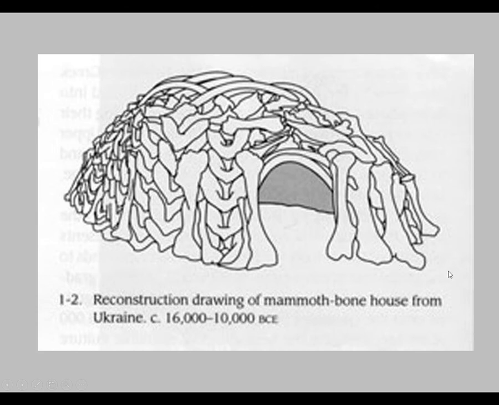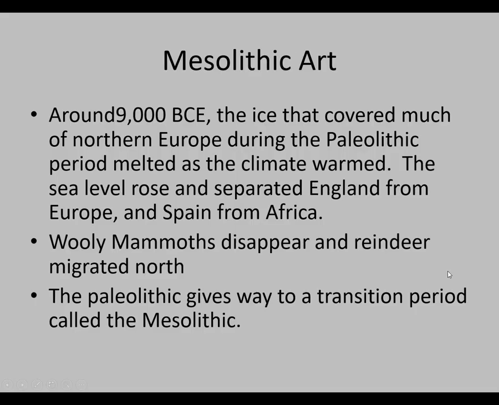So very environmental friendly. All right, the second time period we look at is Mesolithic art. And we talk about around 9000 BCE. The ice that covers much of northern Europe during the Paleolithic starts to melt. The climate is warming. Sea levels are rising, as they still are. And England becomes separate from Europe, and Spain becomes separate from Africa. Unfortunately, the woolly mammoths disappear, and we see reindeer migrating north. That's where they went to the North Pole, I guess.